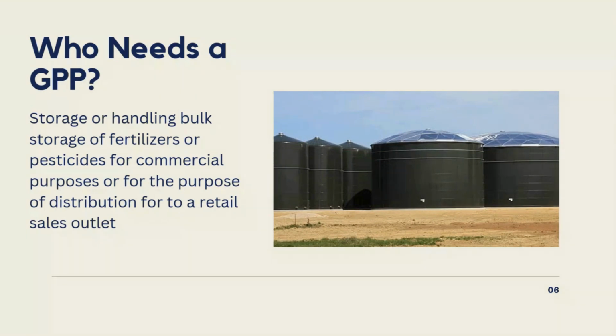This one's important for a large number of sites, especially agricultural sites, but it's any site that has the storage or handling of bulk storage of fertilizers or pesticides for commercial purposes or the purpose of distribution for retail sales outlets. So any large storage, agricultural sites will need it. There are specific exclusions for agricultural sites, and we'll get into those later. But if you're bulk storing pesticides or fertilizers, you will need it.